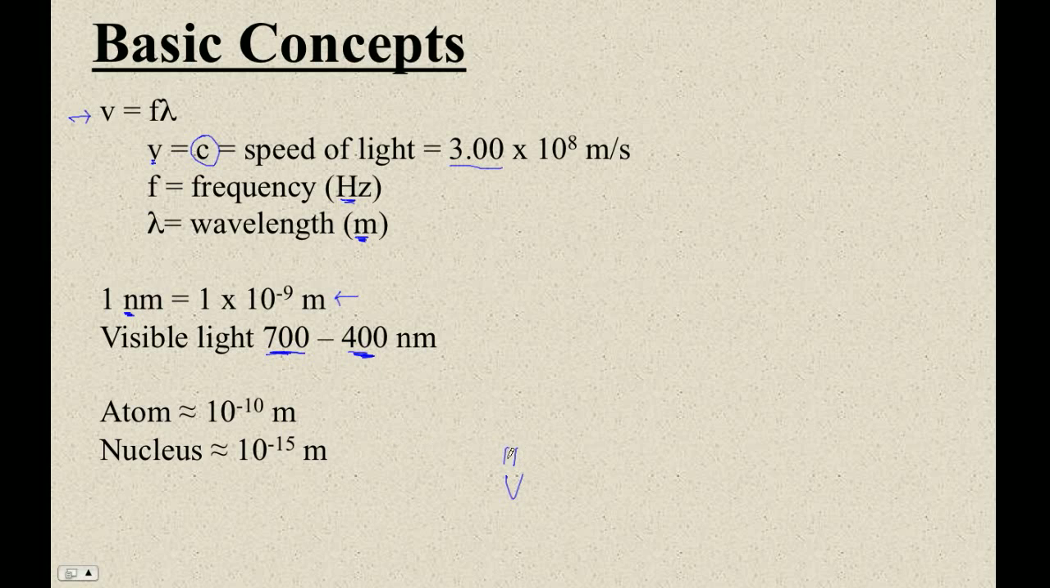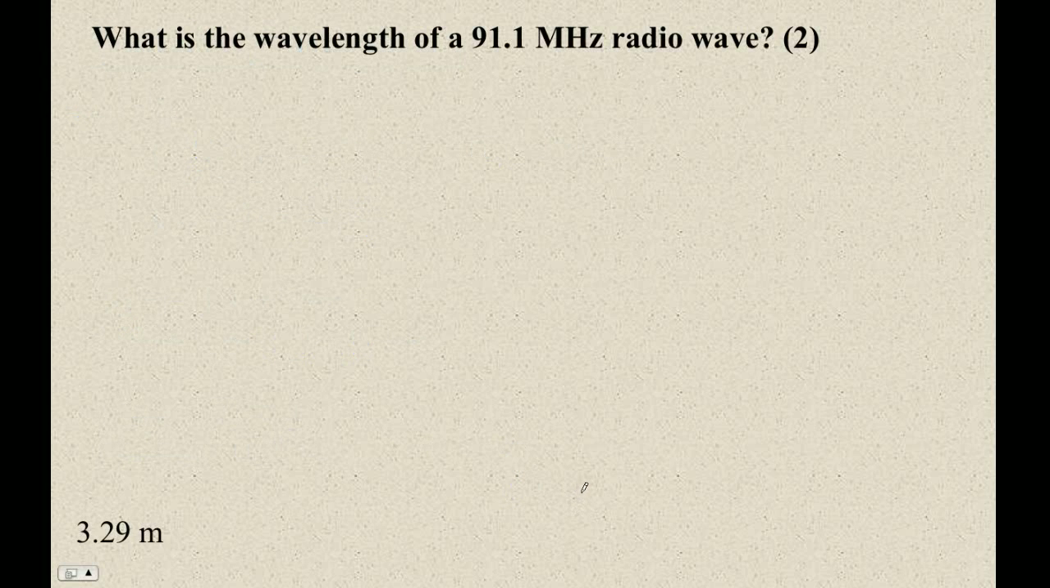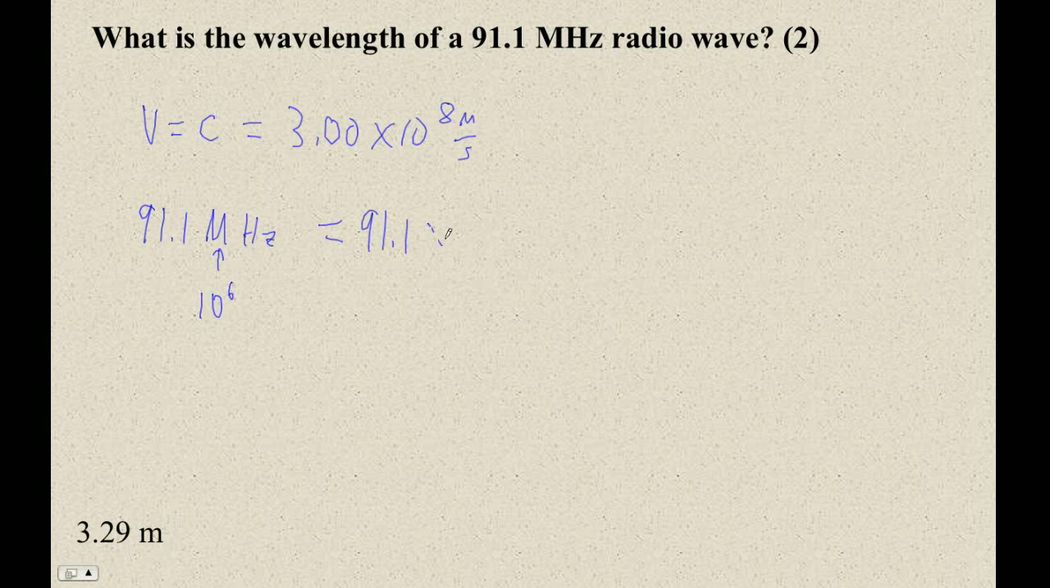So I'm about to change the slide here, okay? But let's do an example of this, right? What is the wavelength of a 91.1 megahertz radio wave? A couple hints. The first hint is that the velocity is the speed of light, right? The second hint is that 91.1 megahertz, mega is just 10 to the 6th. Okay, that's another multiplier, right? So that equals 91.1 times 10 to the 6th hertz, right?